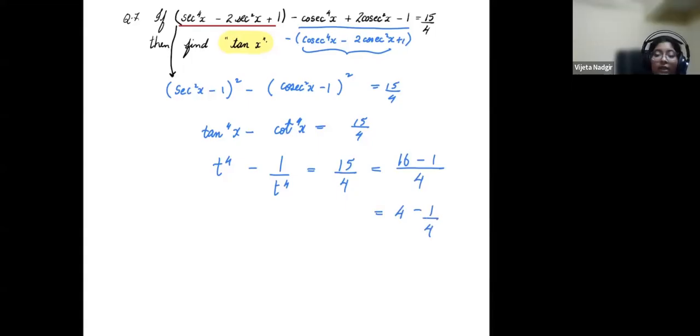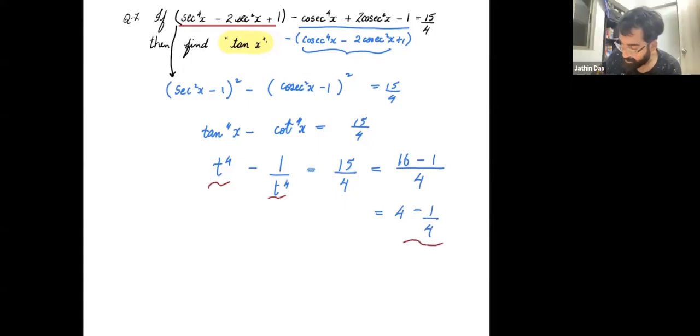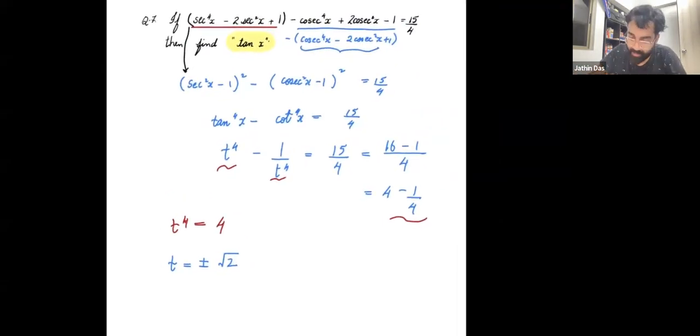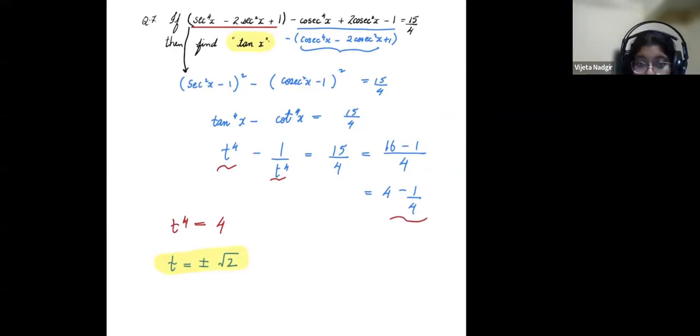Correct. Right. So see, now you compare this and this. What is t raised to 4 then? 4. Now it's an even power. So when you take the square root, it will be plus or minus root 2. Yeah, that's the answer. That's it. Tan x is plus or minus root 2.